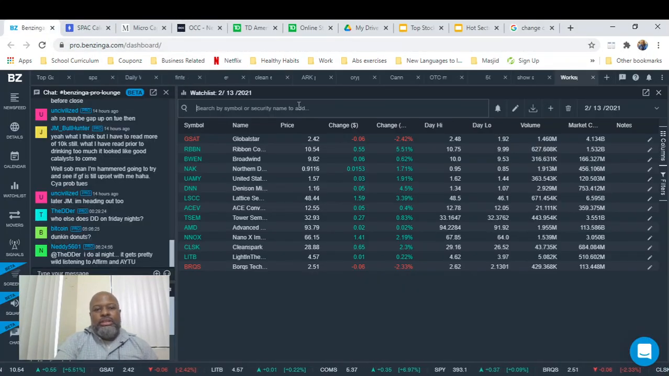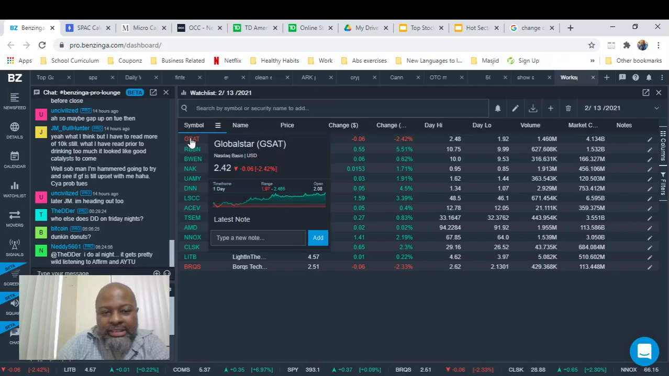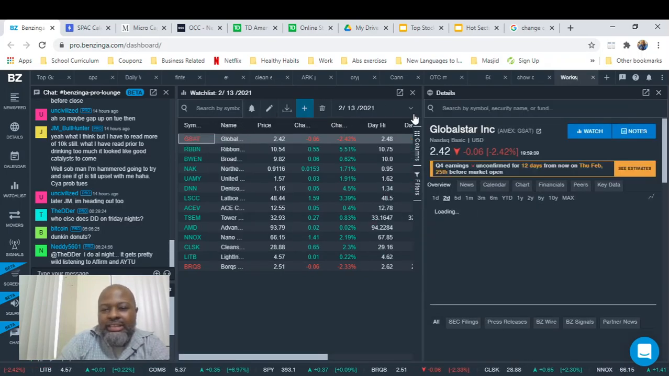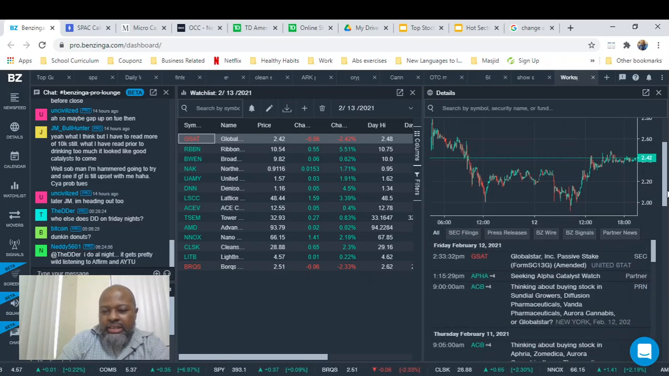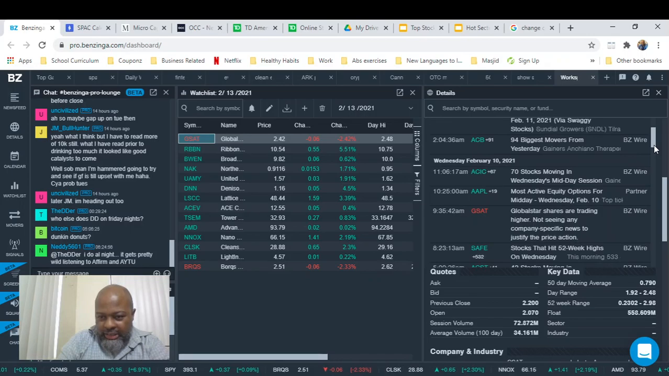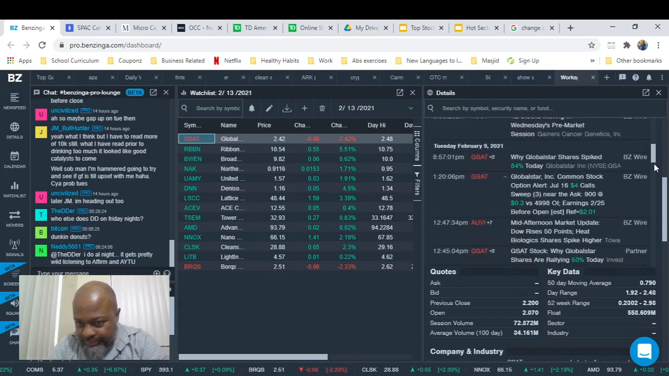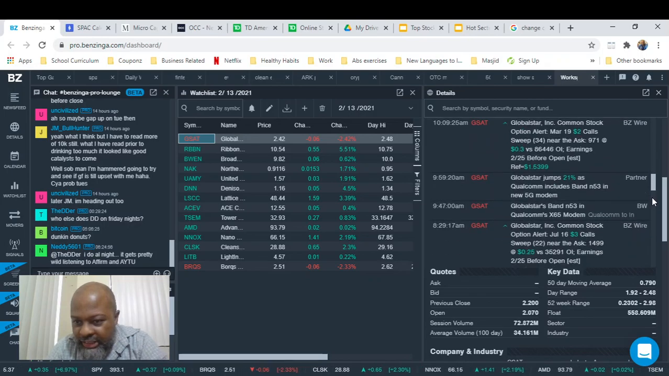Okay, so this week we're going to be watching a few different stocks, and the ones that we're going to be watching are right here. We're going to be watching the 5G space, a company called GSAT. They do a lot of work with Nokia. They just did some work with Nokia, a 5G improvement of the Port of Seattle.